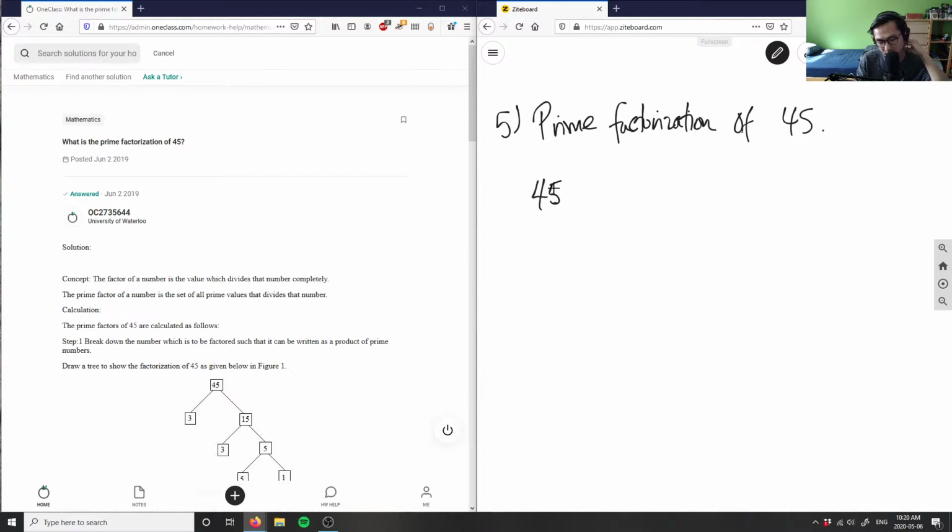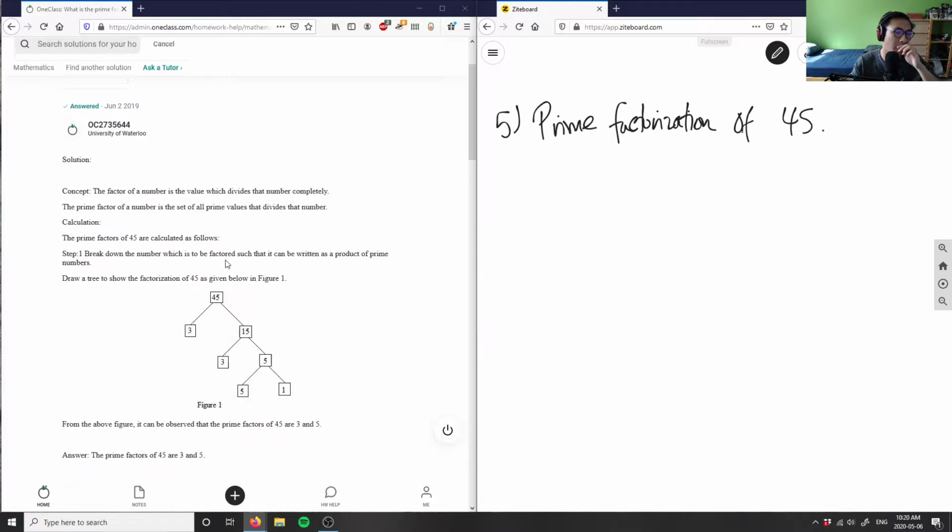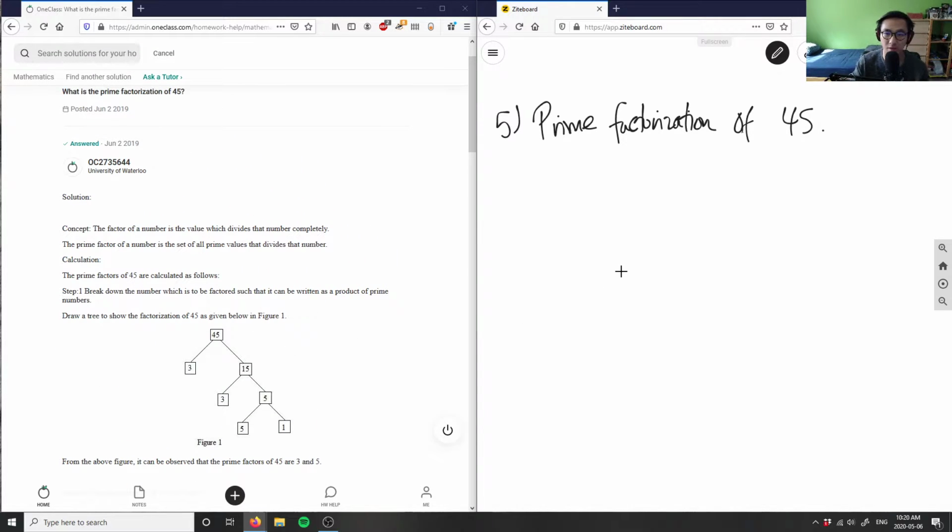I also care about 3, right? 3 here is also a factor. If I divide 45 by 3, I would get 15. And they actually did a prime factorization tree, which is really good, so maybe I'll do that as well. Usually this prime factorization really helps with simplifying radicals. So I'm going to do this tree as well. I have 45 at the top. I can break this down to 3, and then 3 times what is 45? 3 times 15 is 45.